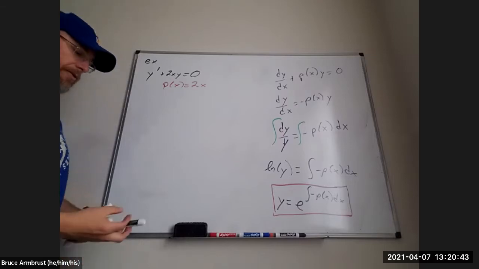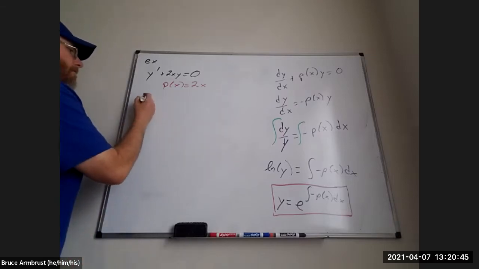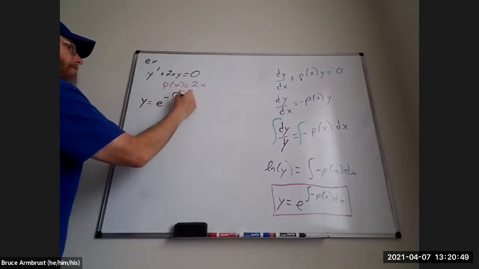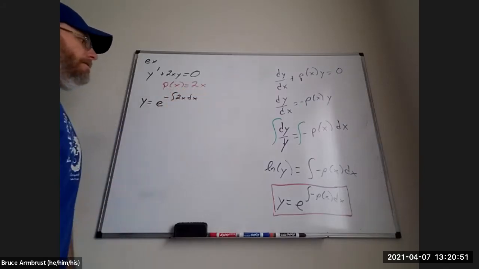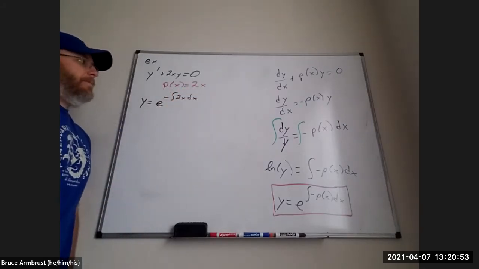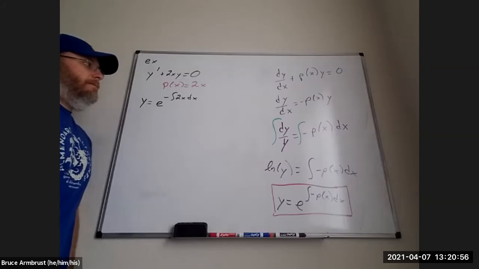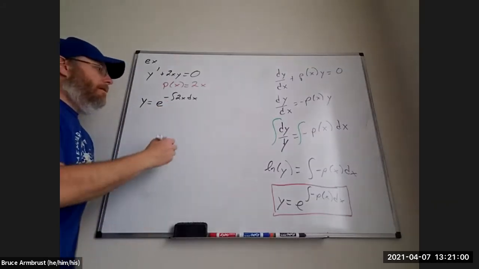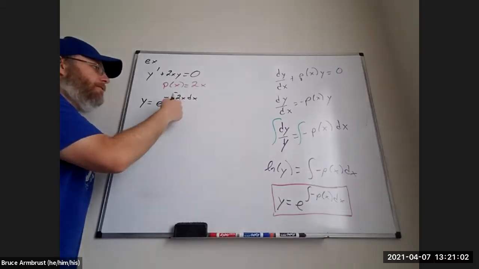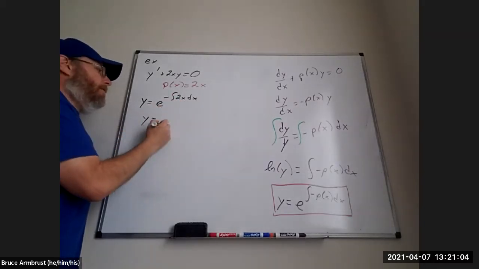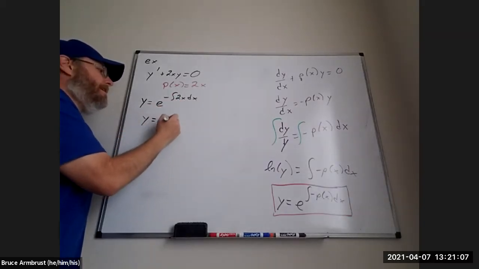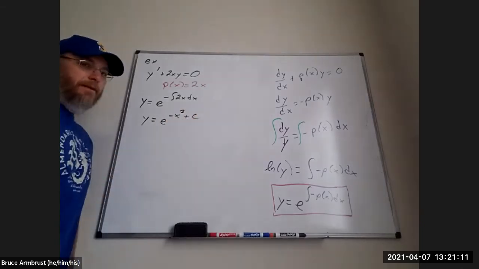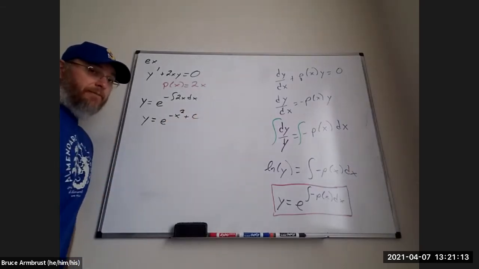All right, so here's our solution. Y is going to equal e to the negative integral of 2x dx. I just pulled the minus sign out front of the integral. Right, no big deal. Okay, so well, the integral of 2x is x squared. So we get y equals e to the minus x squared plus c. Can't forget to put in our plus c.